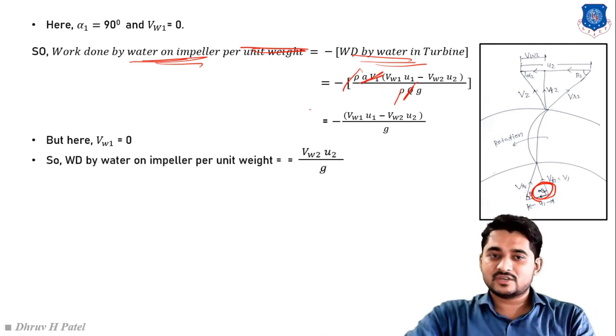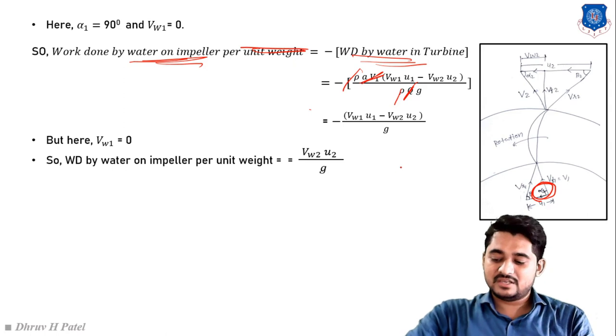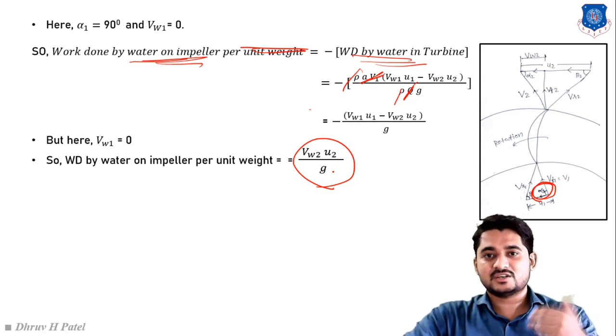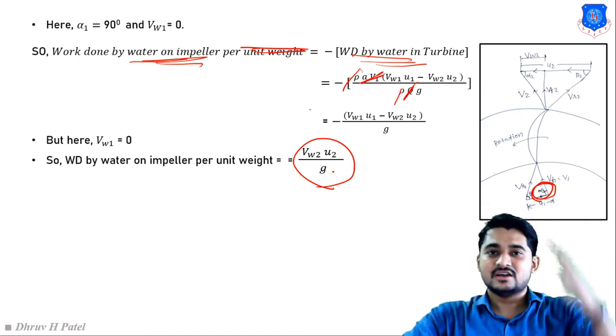So from the above equation, work done by water on impeller will be VW2 U2 divided by g, which is a positive value, right? VW2 U2 divided by g is known as the work done by water on impeller for finding out various heads of the centrifugal pump.